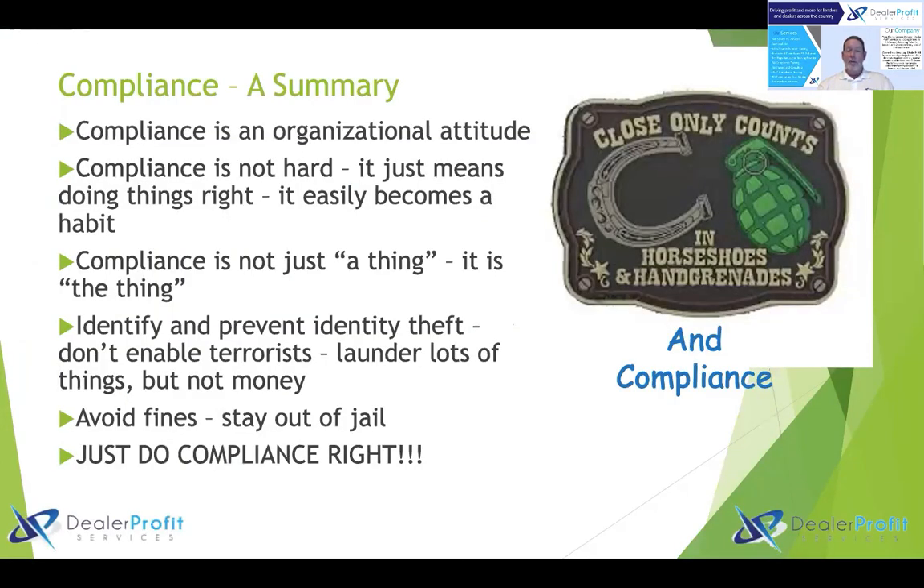So compliance really is a top-down organizational attitude. And as Rob said, it's not hard. It's just doing the right things and making all of the compliance attributes habits. But it's not just a thing, it's the thing. Because when you're not compliant and it catches up with you, you're not going to like those results.